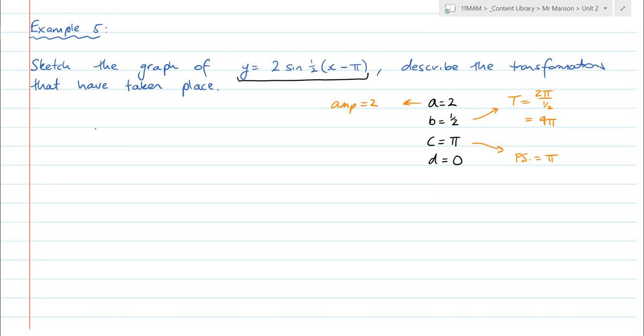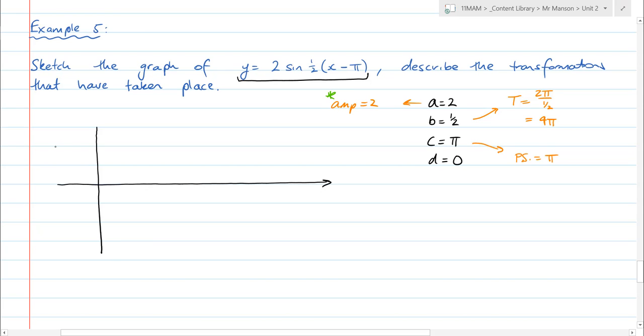So if I draw this onto a set of axes, I've got my amplitude, which I'll do in green. Upper bound as it goes up to 2, lower bound as it goes down to -2. So my peak and trough are the amplitude above the centre and the amplitude below the centre. So it goes up to 2, down to -2. My C value, my phase shift is pi, so I'm going to do that one, let's say in purple. And I draw a little dotted line down here, and that means I'm starting at pi.